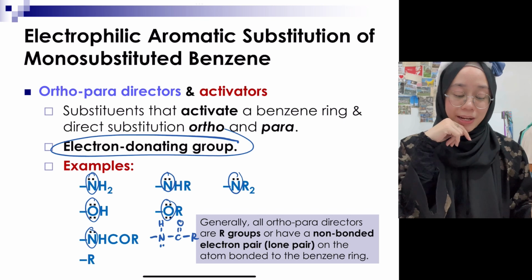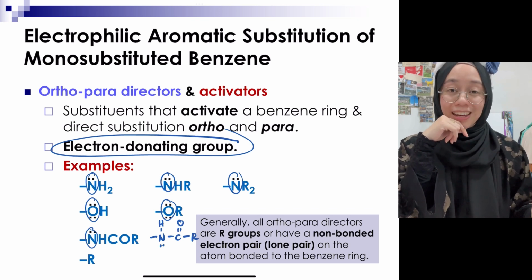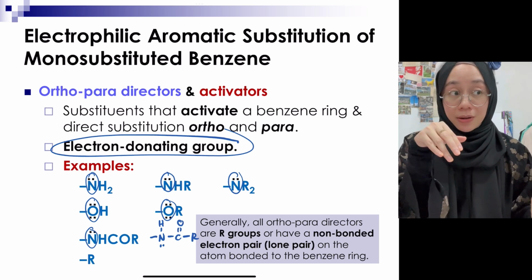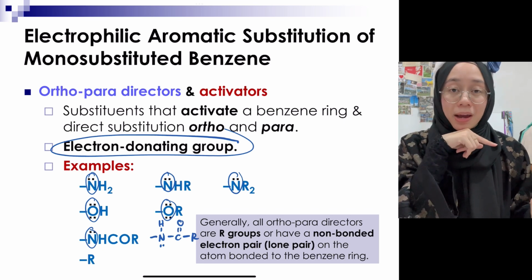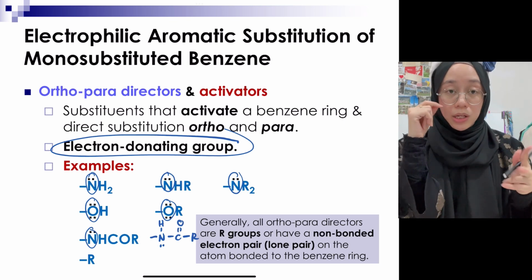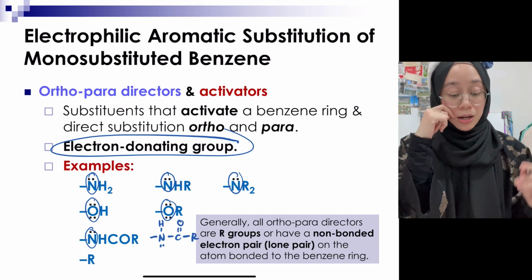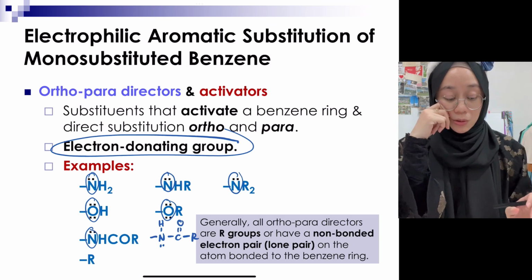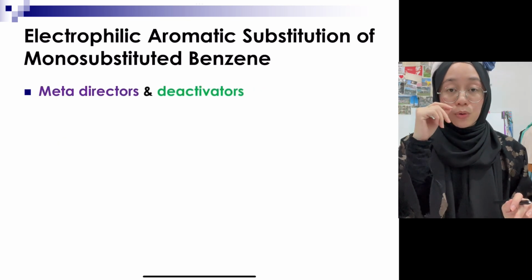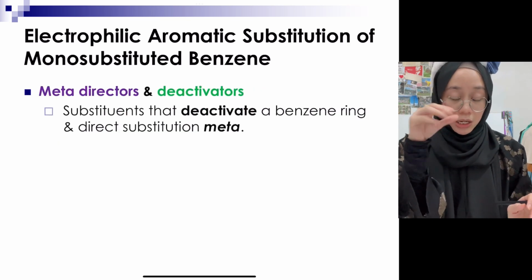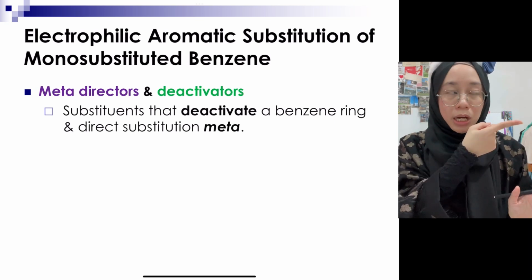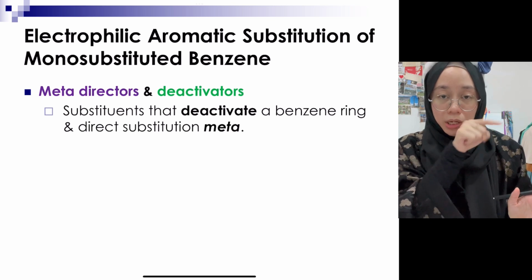So it is considered an electron donating group. So if you find N or O directly attached to the benzene ring, with a lone pair, therefore they are considered ortho-para directors. So the second substituent will enter at the ortho or para position. Okay, so that is for ortho-para directors. Let's have a look at meta-directors or deactivators. Here the substituent will deactivate the benzene ring and direct the second substituent into the meta position.